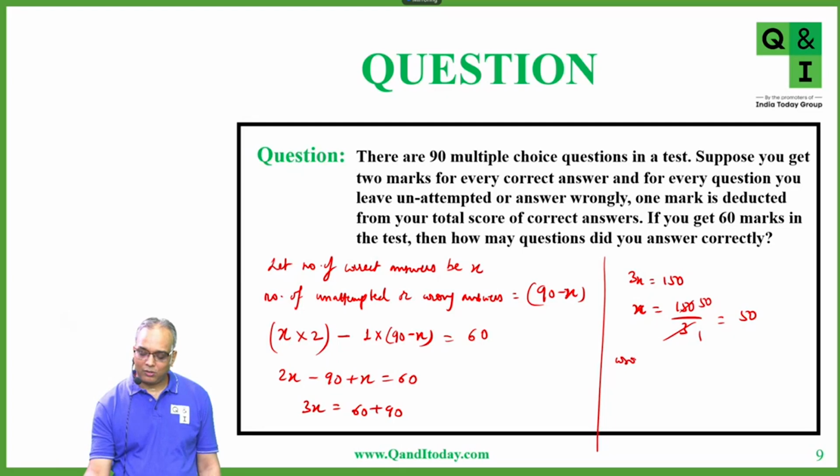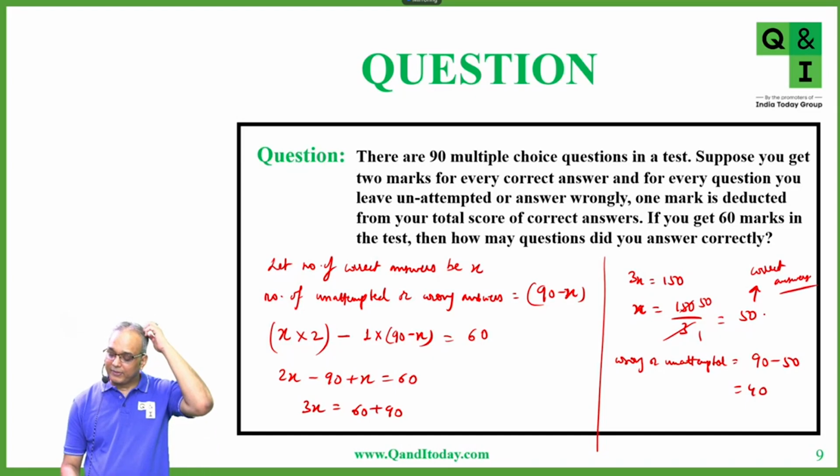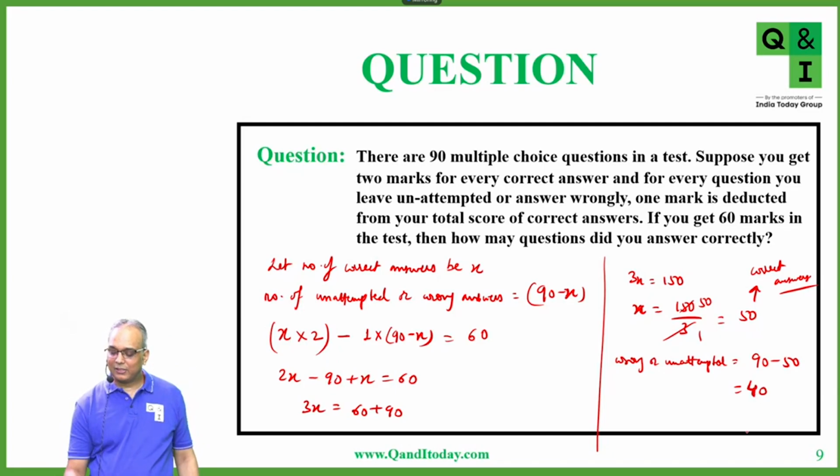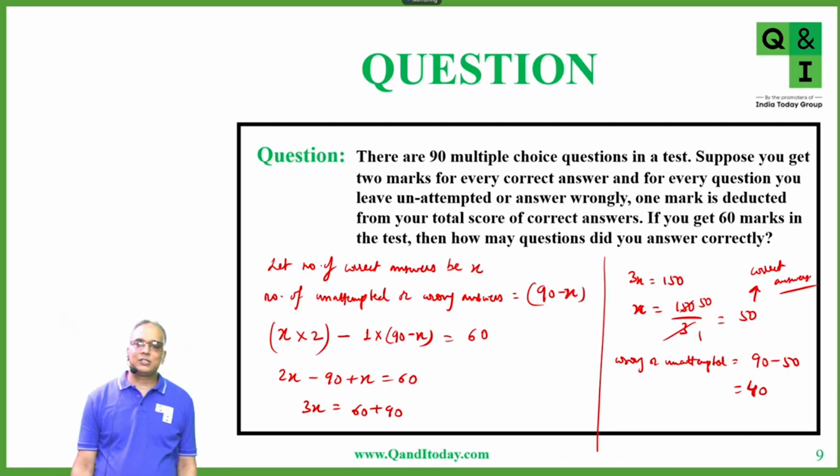And wrong or unattempted ones will be 90 minus 50, which is equal to 40. So 50 is the number of correct answers. Is it clear? Is it clear to everyone? I hope everyone has understood this.